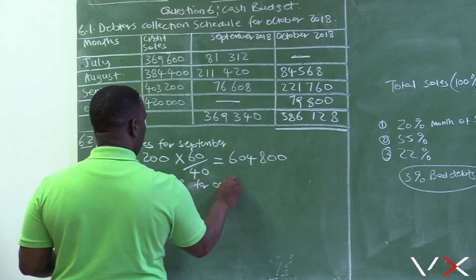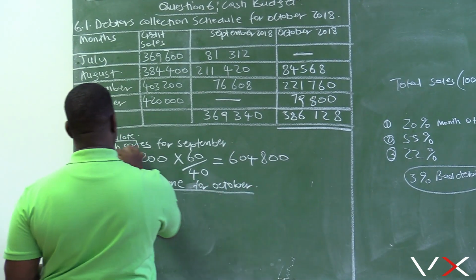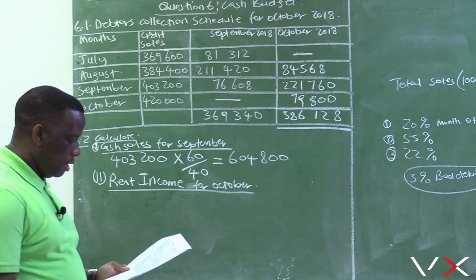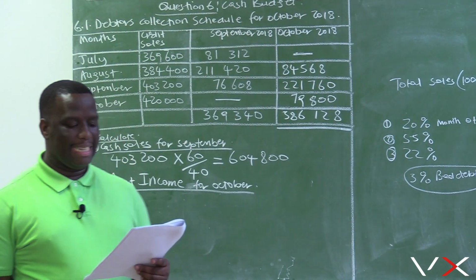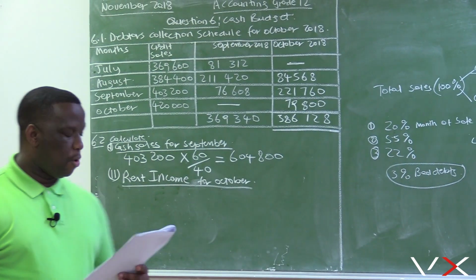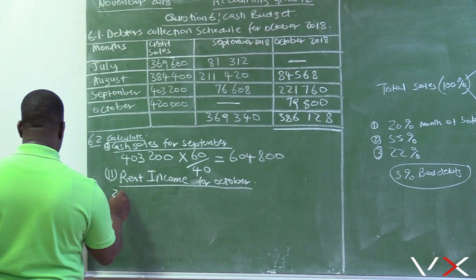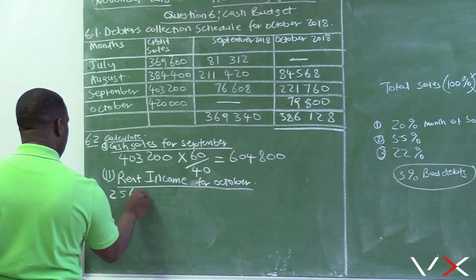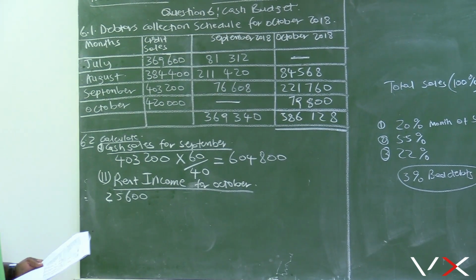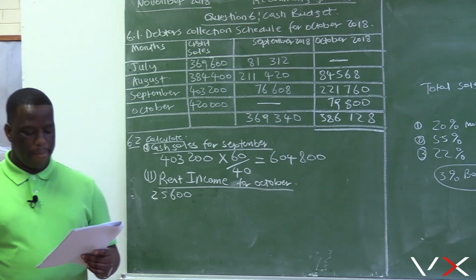Rent income for October. We are doing a cash budget here. The amount that we are having here is the amount that we are expecting to collect in September for rent. The amount that we are expected to collect in September is 25,600 for rent. 25,600 for September, but we want to calculate October.